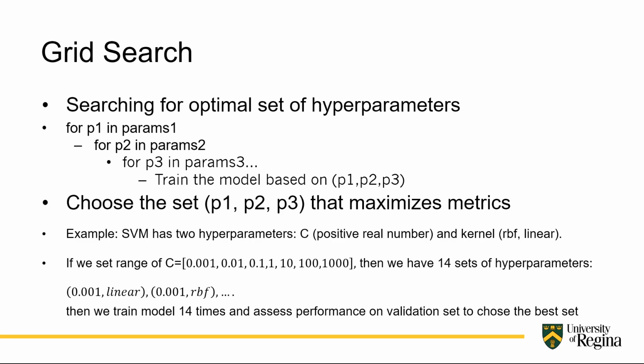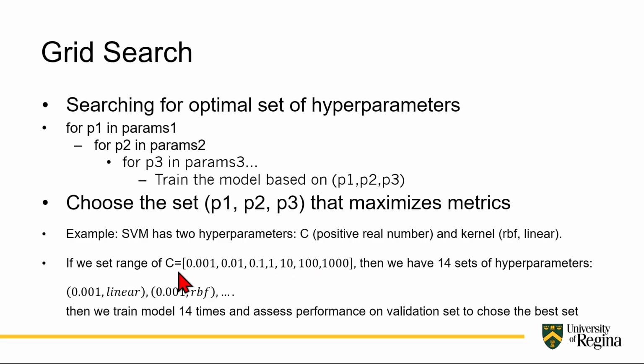In grid search, for example, we search for the optimal set of hyperparameters, and what we do is that for each different set of values for each parameter, we go through a kind of for loop, we create some sets, and then we train the model based on those hyperparameters. Then we choose the set P1, P2, P3, or any more that maximize the metrics. For example, SVM has 2 hyperparameters, C and a kernel, which is an RBF or linear kernel. For the value C, we could set different ranges, and we have chosen 7 values here, and we just want to find out which one is the best.